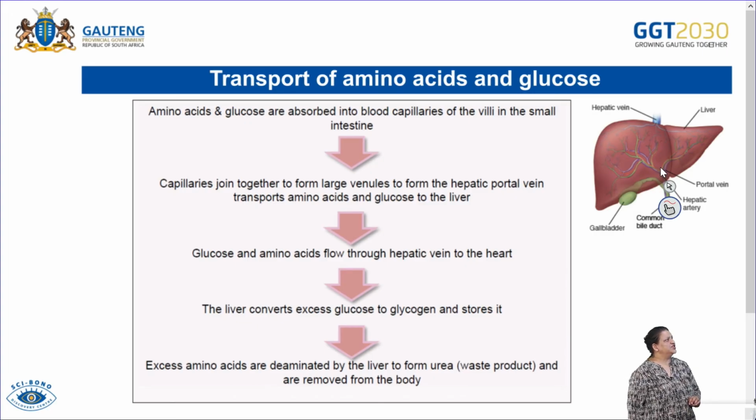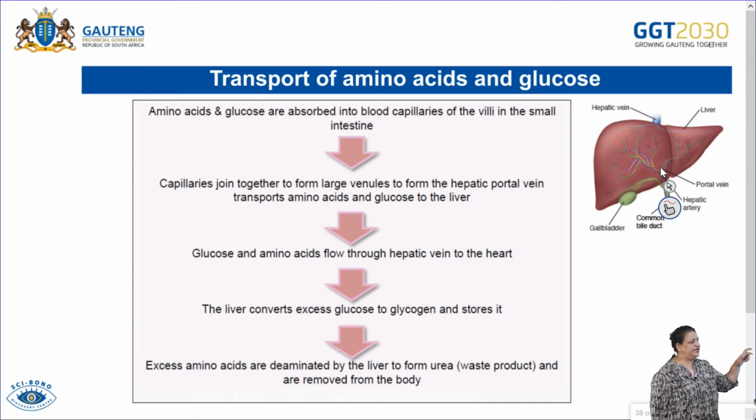Right, the transport of amino acids and glucose. Now, learners, we've already discussed all of it. We said amino acids and glucose are absorbed into the blood capillaries of the intestine. Then they will go into the vein, the blue part, to the hepatic portal vein. Remember I showed you the hepatic portal vein at the beginning? It will go to the liver.